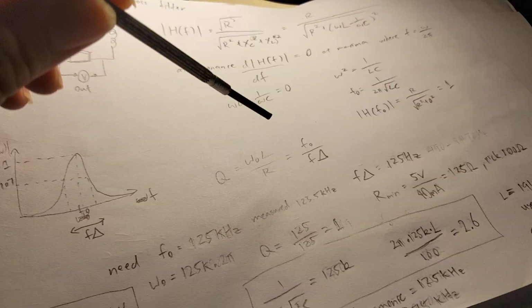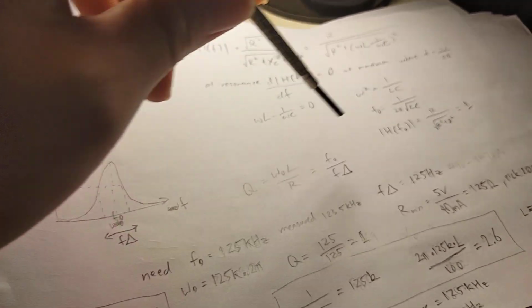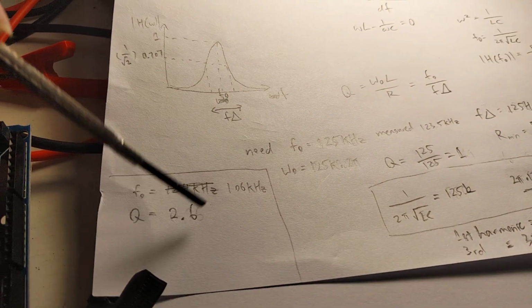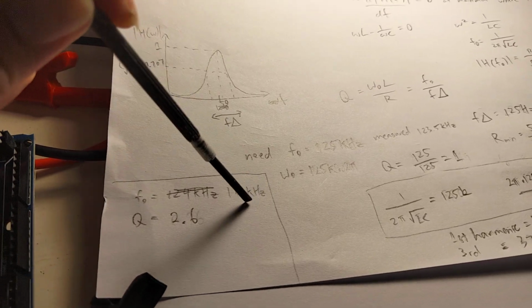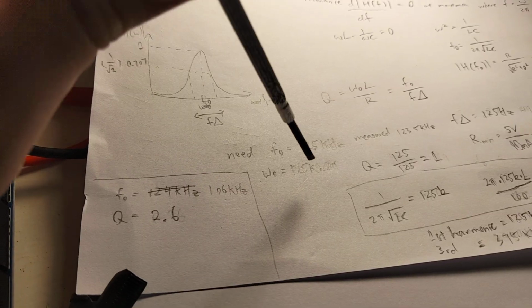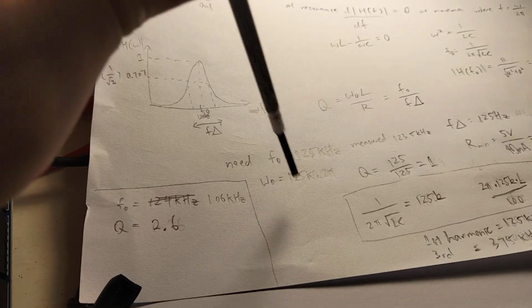So I picked a resistance of 100 ohms, which is going to be within the right current range. And then based on these two equations, the resonant frequency calculator and the Q factor, I picked an inductor of 330 microhenries and a capacitor of 6.82 nanofarads. This resulted in a Q factor of 2.6 and a targeted resonant frequency of 106 kilohertz, which should allow my Arduino's first harmonic frequency through and block everything else.